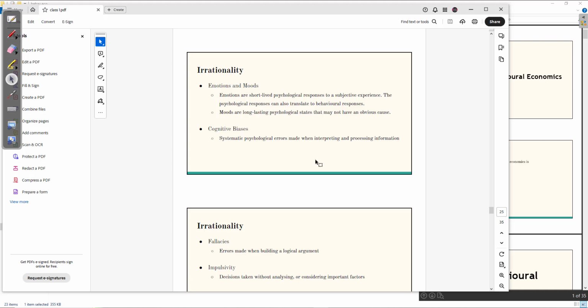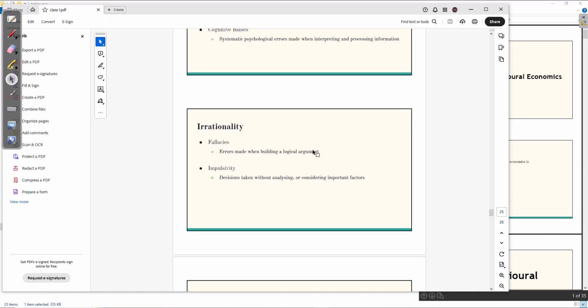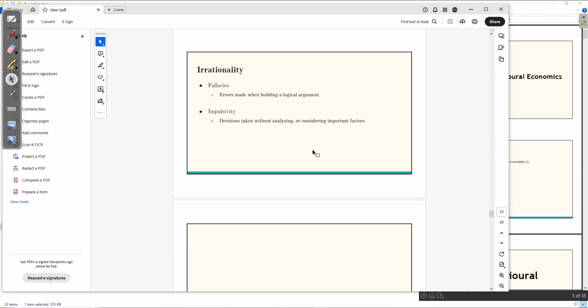Cognitive biases. Cognitive biases are systematic psychological errors made when interpreting and processing information. Every day when you see an offer or something, you are facing some cognitive biases. We will be covering cognitive biases in more detail, and we'll be looking at examples of what is actually impacting your decisions, and why you are irrational. Okay, everybody is irrational, nobody is rational. Rationality is just an assumption.